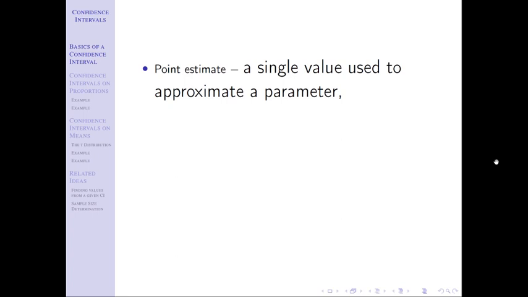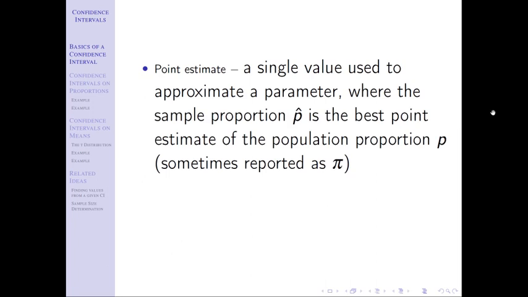Now, we will oftentimes add the adjective "best" point estimate to say which is the one that we want to use. What I mean by that is that a point estimate is just a value used to approximate a parameter. I could approximate anything I want, but the best point estimate is going to be the best value to use to approximate said parameter. And so we're going to say that the sample proportion p hat is the best point estimate of the population proportion p. And hopefully that makes sense to you.